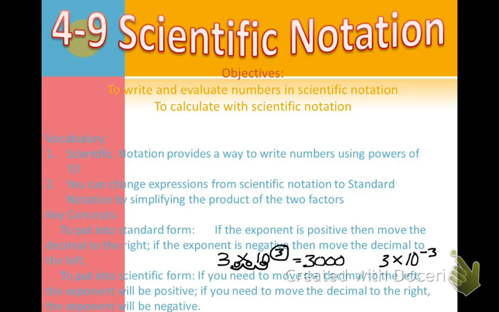That is 3,000. Okay. If the exponent is negative, so here's a negative exponent, you move the decimal to the left 3 times. So again, your decimal is behind the 3, and you move it 3 times to the left. 1, 2, 3. So I have 2 zeros, so it would be 0.003. Very good.